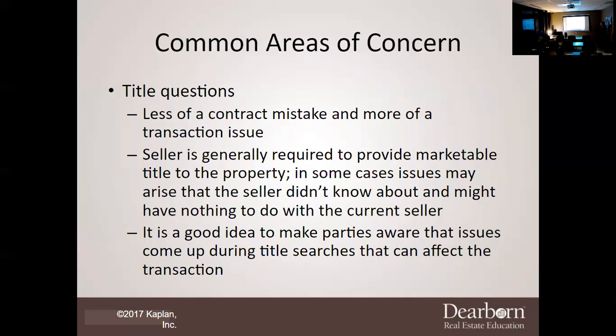In some cases, issues may arise that the seller didn't know about and might have nothing to do with the current seller. For example, the current seller may not have known that when they purchased the property from the previous owner, a mechanic's lien was put against the property, and they're going to sell the property and the mechanic's lien was against the other owner. There could be an issue.